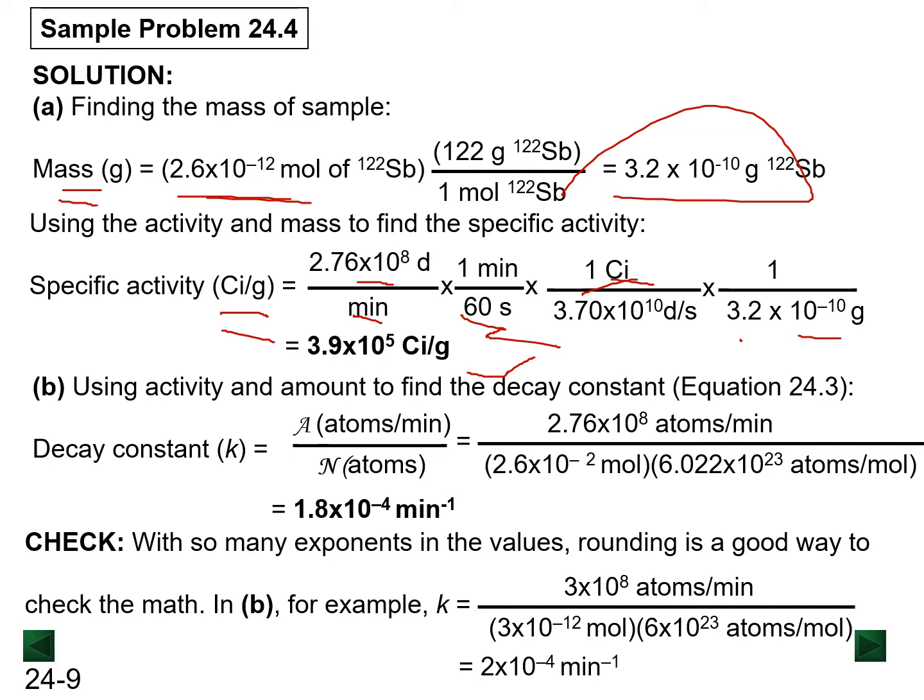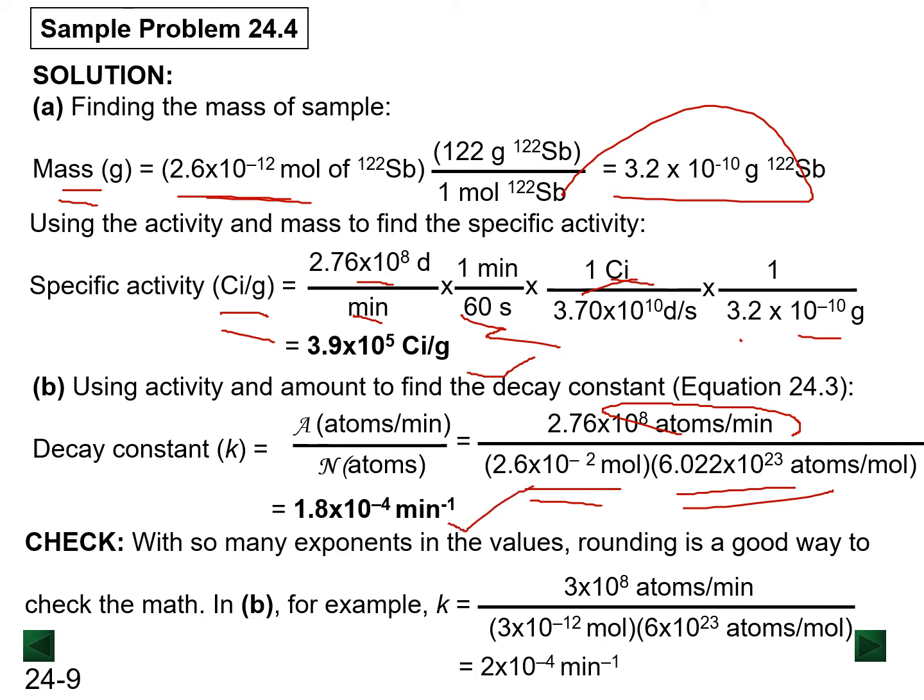Then you need to find the decay constant. So you need to divide the activity of the sample by the number of atoms. Given the moles of the sample times the Avogadro constant, you will get the decay constant for the sample.